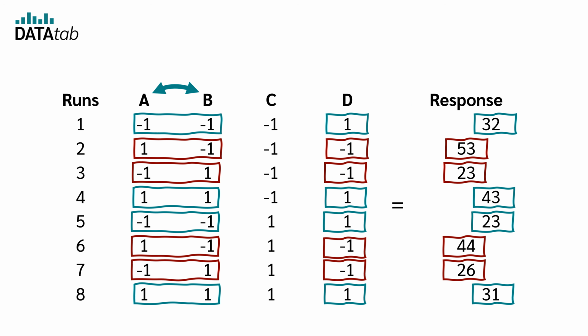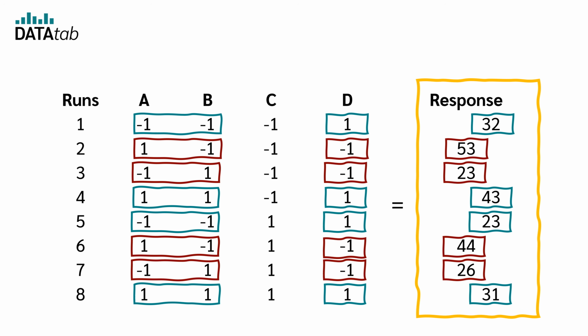To do this, we simply multiply A and B. Now we always have a 1 if the factors A and B have the same sign and minus 1 if they have a different sign. Now, of course, a problem may arise when analyzing the results.